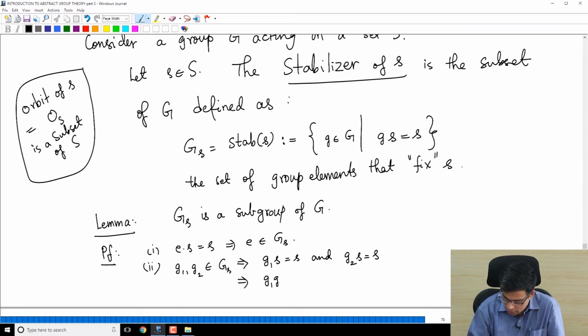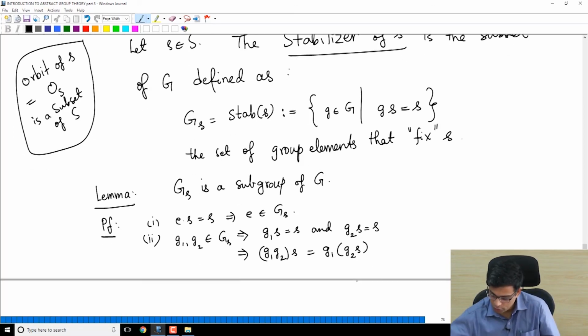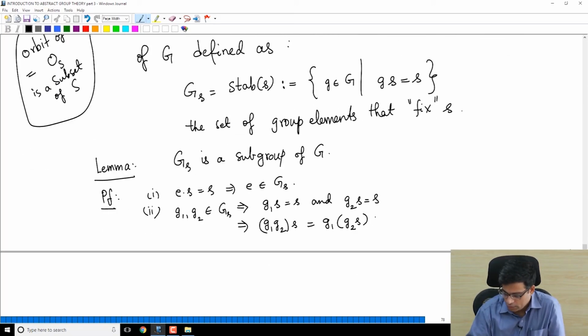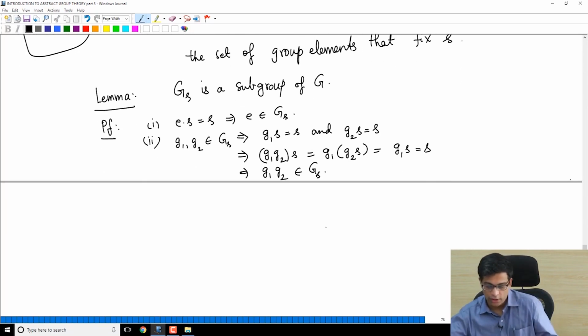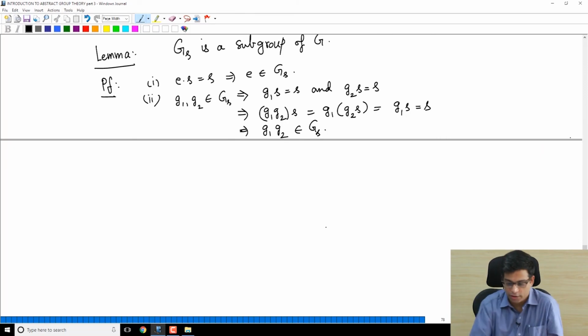Now what is (g1 g2) of s? This is by the definition of group action equal to g1 of (g2 of s), which is equal to g1 of s, because g2 of s is s. g1 of s is also s. So this implies that g1 g2 is in G_s. Right? So if two elements are in the stabilizer, their product is in the stabilizer. That's good. So the stabilizer is closed under multiplication.